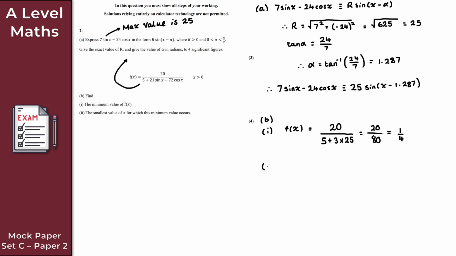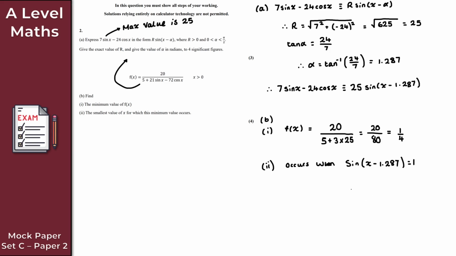And then for the second part here of part B, we want to find the smallest value of x for which this minimum value occurs. Now, we've already mentioned that, right? So this occurs when sine of x minus then alpha, which in this case is 1.287, is equal to 1.